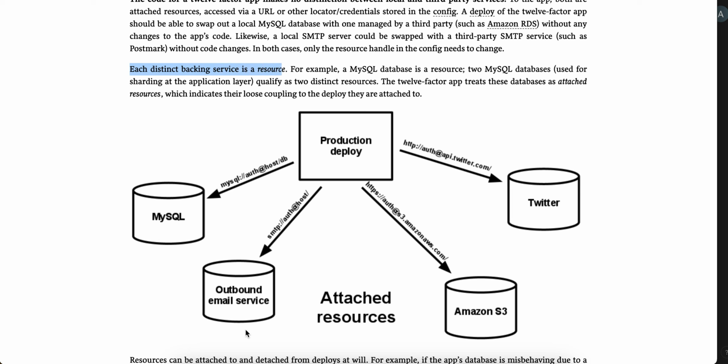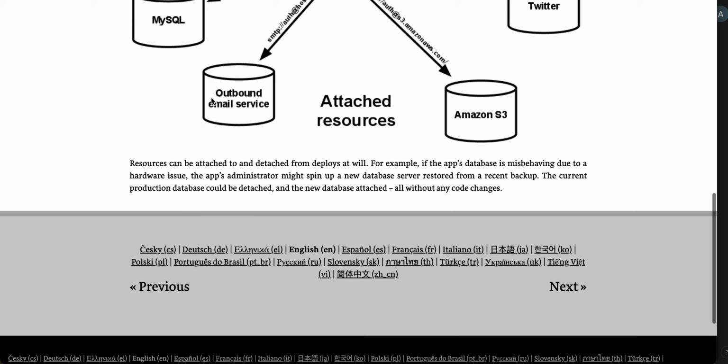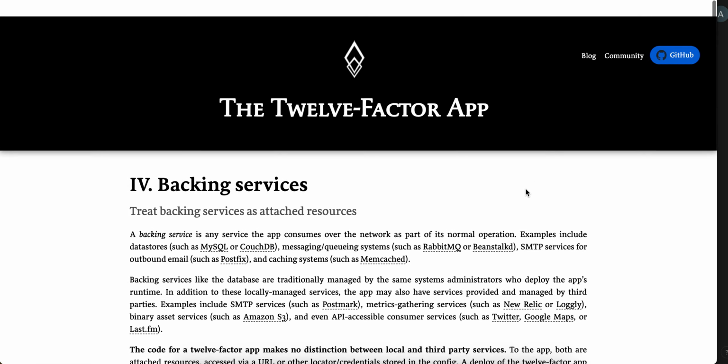Each distinct backing service is a resource, for example SQL, email service, S3, Twitter, whatever. A SQL database is a resource. Two SQL databases would be two resources, and the 12-factor app treats these databases as attached resources. Resources can be attached to and detached from deploys at will. For instance, if the app's database is misbehaving due to hardware issues, the app's admin might spin up a new database restored from a recent backup, and the current production database would be detached and the new database attached, all without any code changes. You just changed the config.